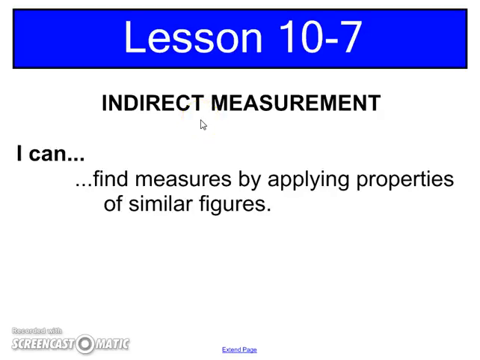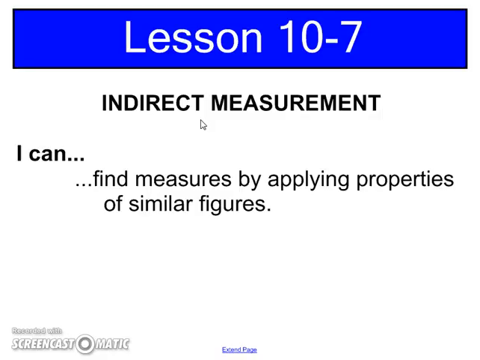All right, ladies and gentlemen, lesson 10.7. We're going to continue working with similar figures in the world of geometry, but here we're going to discuss what we call indirect measurement, which is being able to find the lengths or sizes of objects without going out and actually measuring them with a tape measure or a ruler or a yardstick or something like that. And so what we're going to do is apply properties of similar figures.